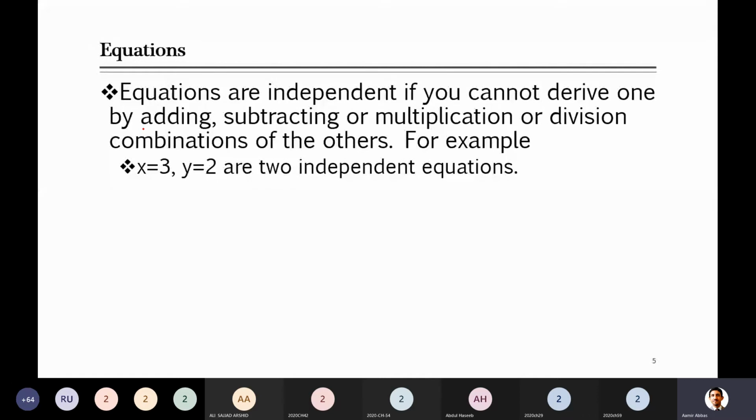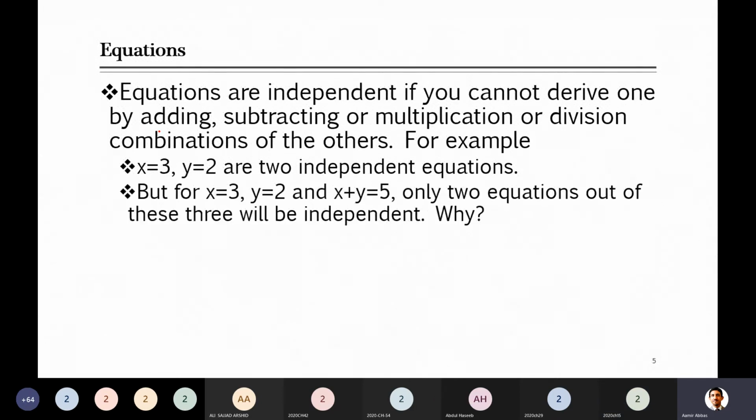Independent है. Yes, they are just two independent equations. They are not dependent on each other. Now, I give you another example. Look at this example. Now you have here x is equal to 3, y is equal to 2, and x plus y is equal to 5. When you look at them quickly, you see 3 equations, but they are somehow dependent on each other. So can you tell me how they are dependent on each other?